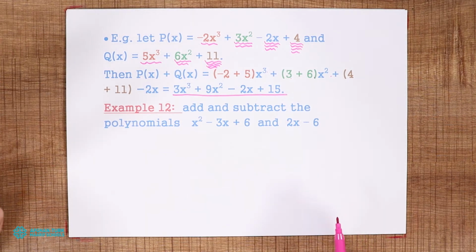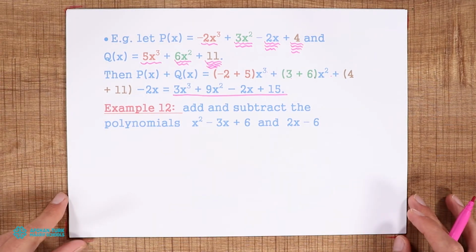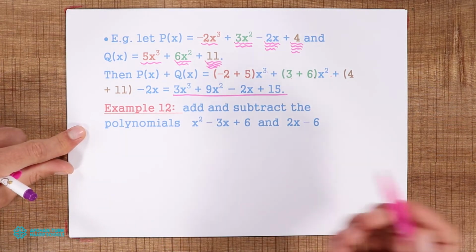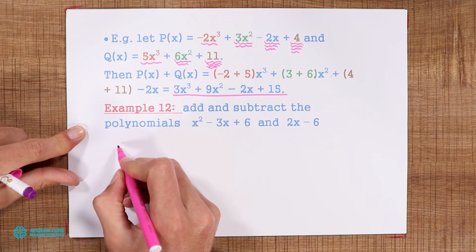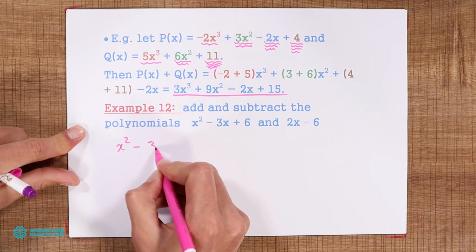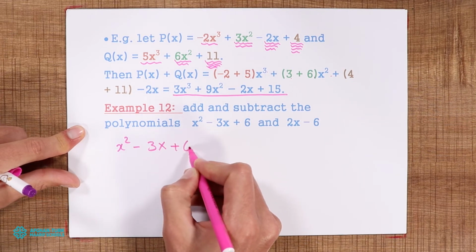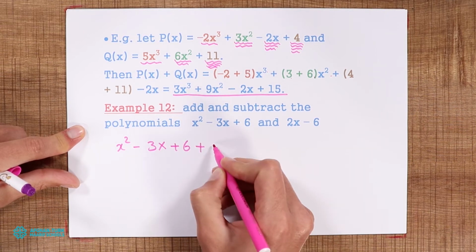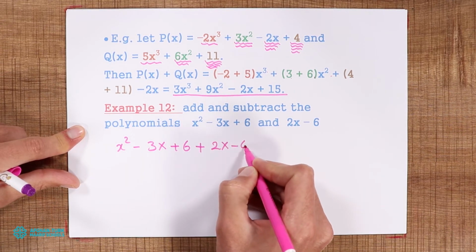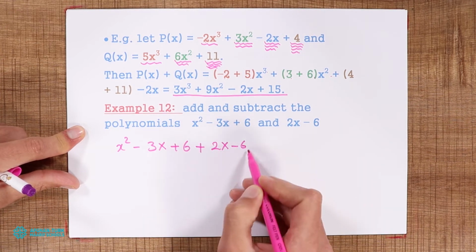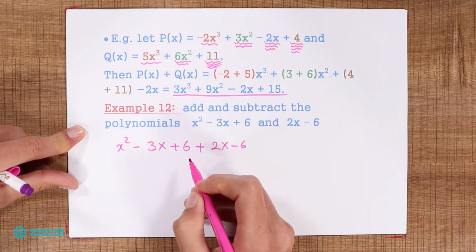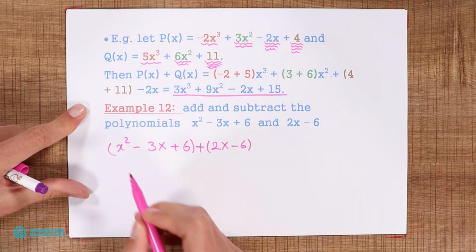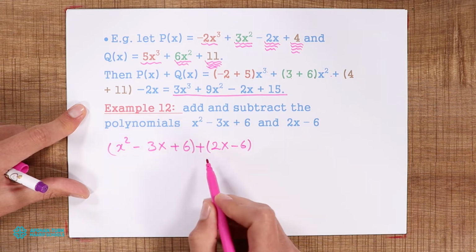As an example, here we have add and subtract the polynomials. Here we have two polynomials. We need to find the sum and difference of these two polynomials. Let us write the first polynomial, x squared minus 3x plus 6, and the second, 2x minus 6. You can write inside the parentheses, and if you don't want, it doesn't matter for addition. So in here we start from the greatest power.